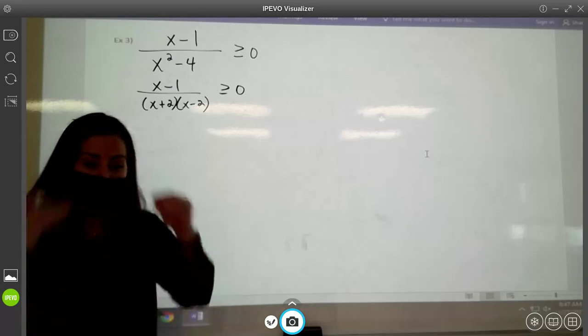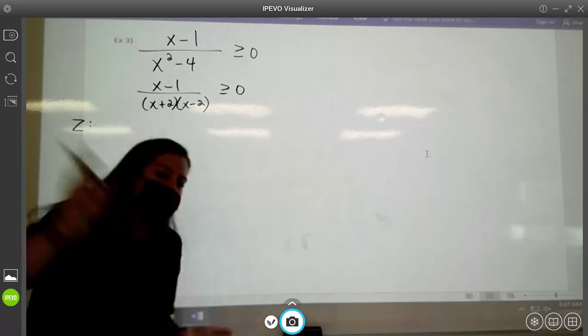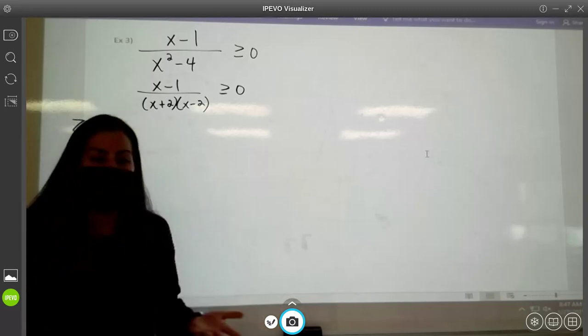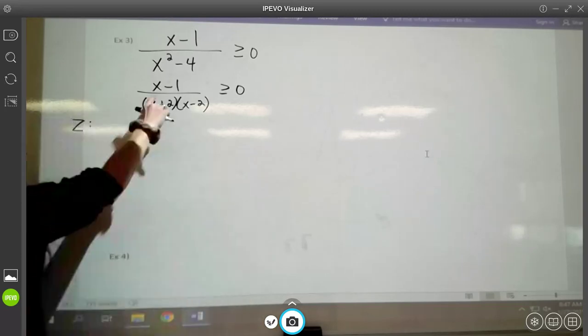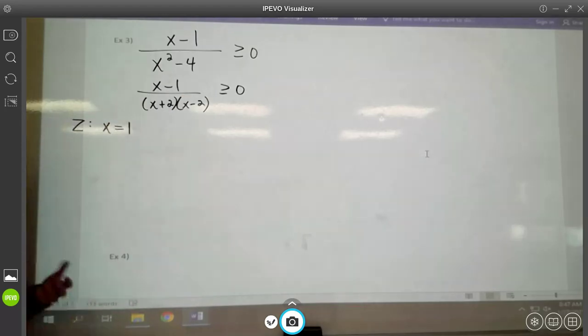Technically, when you find the zeros of a fraction, you're only setting the top equal to 0. When you cross multiply, it's really only the top that ends up getting you those x-intercepts. So what's going to happen when I set the top equal to 0? I'm going to get x equals 1. So he's going to be my only 0, my only x-intercept.